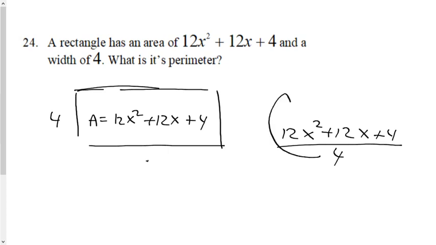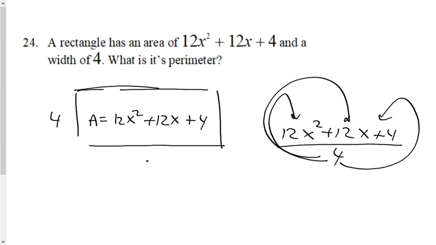When you use distributive property, your missing side length will be 3x squared plus 3x, not 4x, Mr. Mac, plus 1. Once you have that, your perimeter.